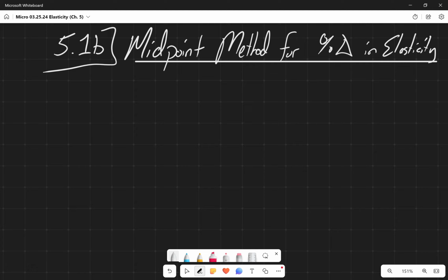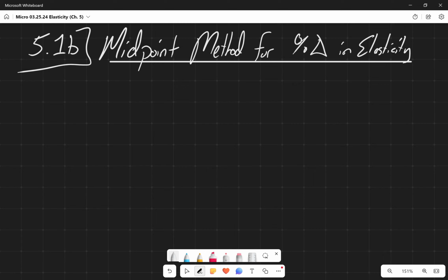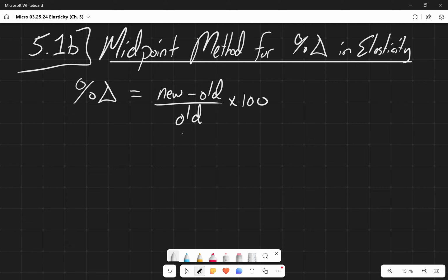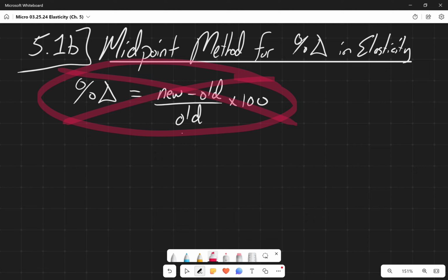All right, so when we're calculating elasticity, we have to keep in mind that we're not going to be using our typical percent change that we learned in algebra and stuff like that, right? Arithmetic. So the old percentage change that we knew was this very simple: the new value minus the old value divided by the old value times 100 to make it a percent, right? So this is the old way. We are not going to be using this way.